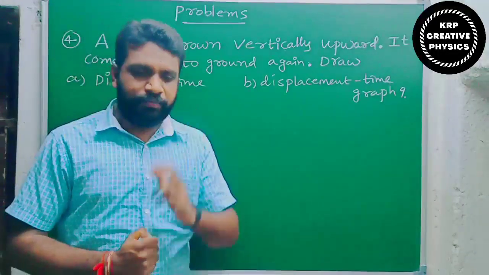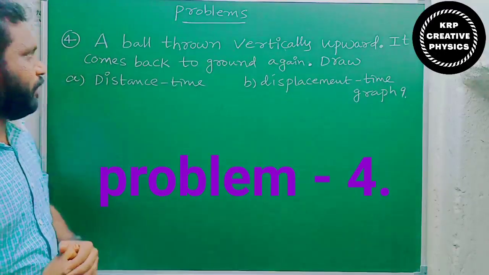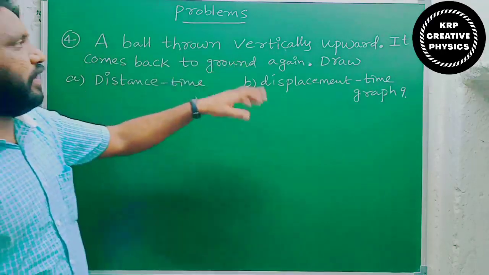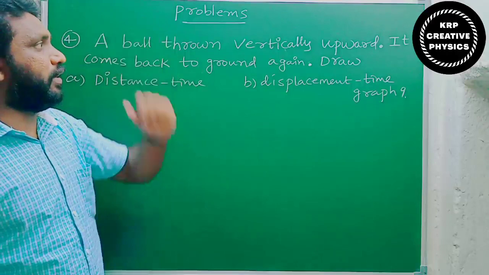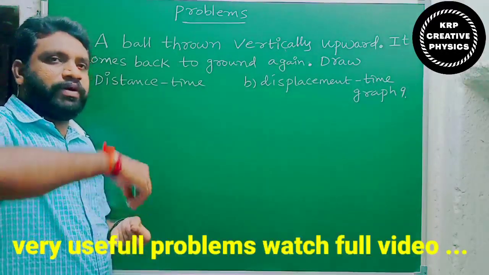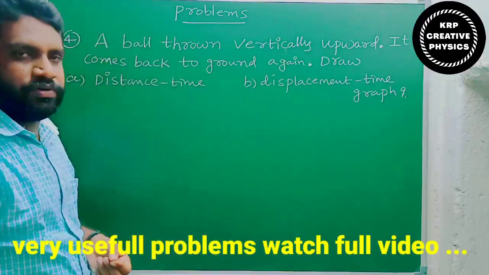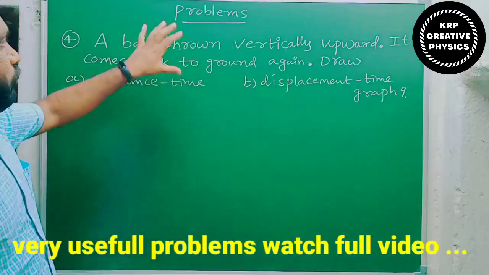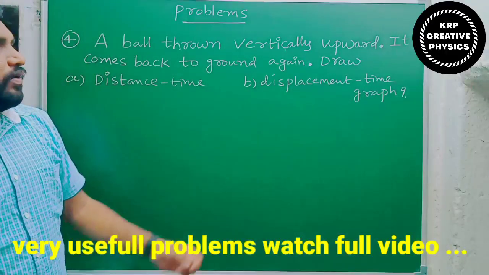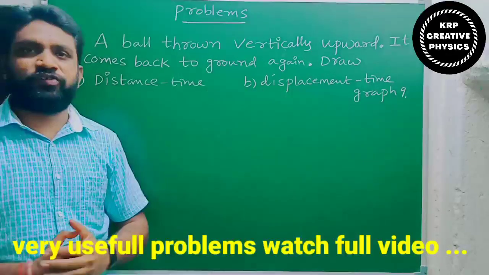Okay friends, after the 3 problems, I came up with one more new question here. This is also a very important model. A ball is thrown vertically upward. It comes back to the ground again. So we are throwing one ball in upward direction vertically. After reaching its maximum height, that ball comes downwards. So for this situation, we need to plot the distance time graph and displacement time graph.